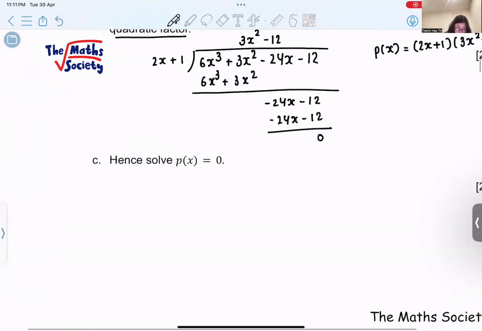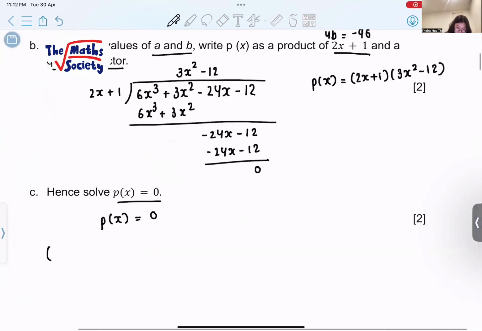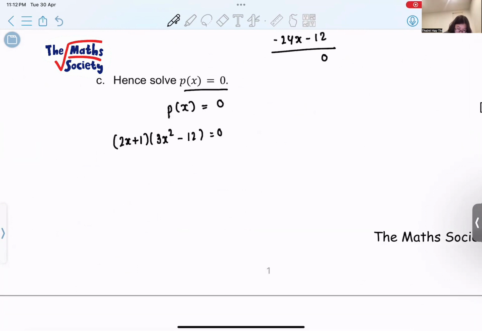And then they tell us to solve p of x equal to 0. So we know that here is 2x plus 1 and then 3x squared minus 12, when they're equal to 0. Okay, so 2x plus 1 is equal to 0. We just find x, which is minus 1 by 2. And 3x squared minus 12 equals 0, right? 3x squared equals 12. x squared is equal to 4. This is going to be equal to plus or minus 2.